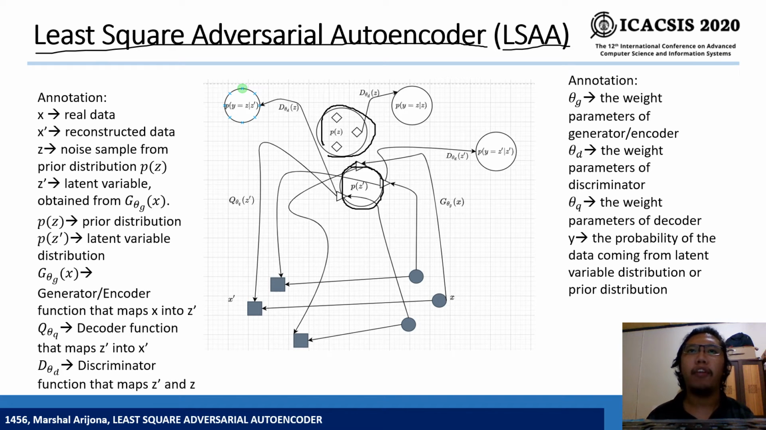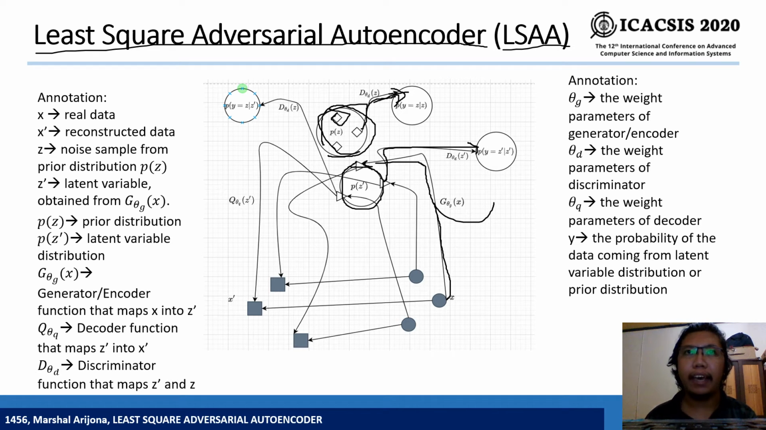So LSAA works as follows. First, it transforms data X into a latent variable Z' by using G_θG, the function of the encoder. Next, we pass the latent variable into a discriminator, and the discriminator will try to find the probability that the latent variable comes from the latent variable distribution. This network will also try to guess the origin of the vector noise Z. It will try to find the probability that the vector noise Z came from the prior distribution.